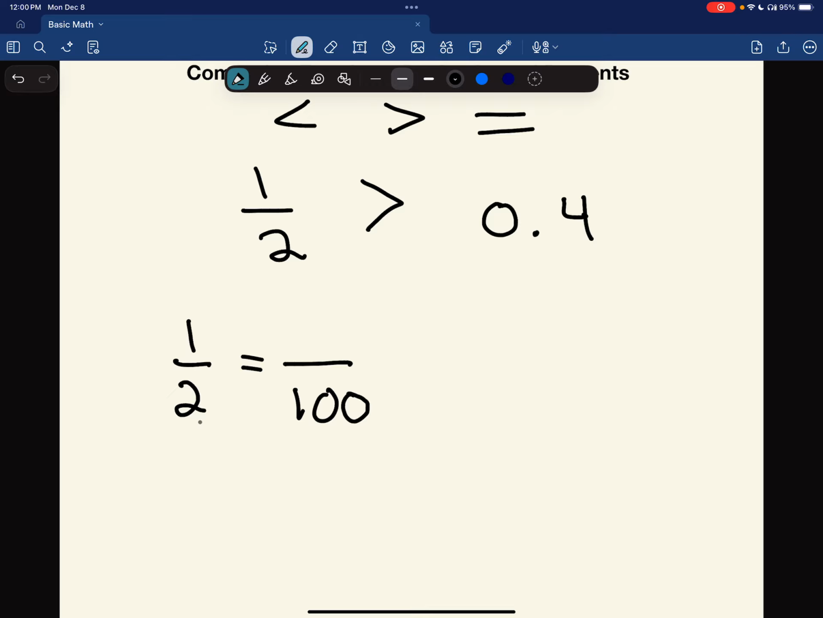Okay, so we know that 2 times 50 is 100. If you weren't sure, you could always do 100 divided by 2. So that means we have to do 1 times 50. So 1/2 becomes 50 over 100. And that is 50%.